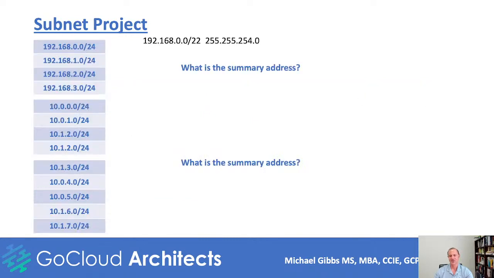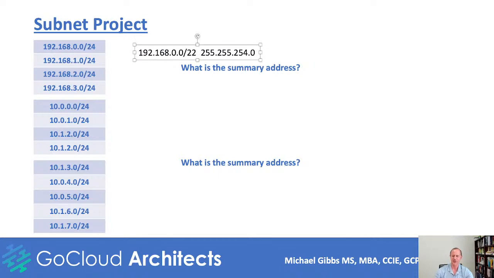I don't want to confuse you guys by getting too complicated, but we can summarize the 1 to 3 with a /22. Excellent. Now let's do the same thing for these 10 subnets. These are going to be a little trickier because not all of these are going to be easily divisible. Actually, I'm going to make them divisible. Now let's do it over here for the 10 subnet. What's the summary address that gets the 0 and the 1 together?